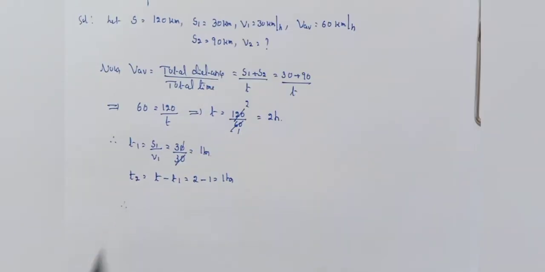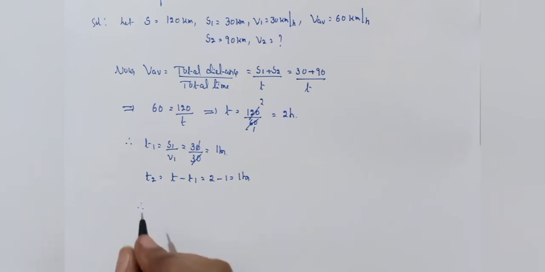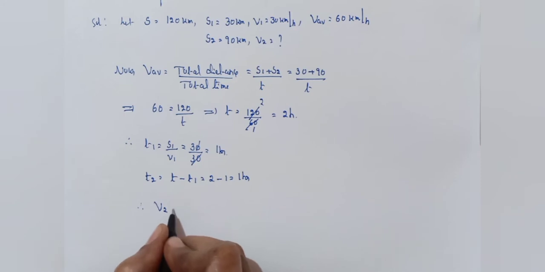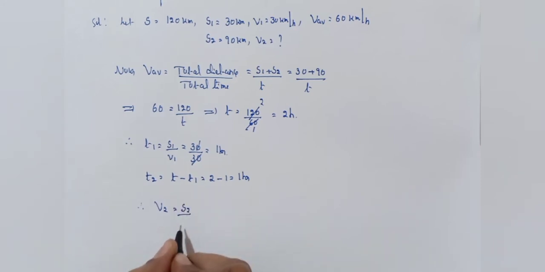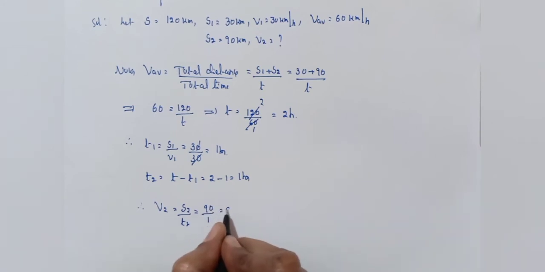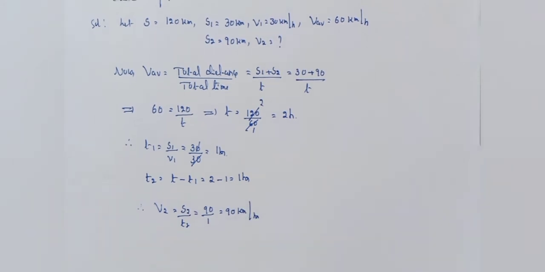Therefore V2 is equal to S2 by T2. S2 is 90 and T2 is 1. So V2 is 90 kilometer per hour. So the train travels with the speed of 90 kilometer per hour in covering the next 90 kilometer.